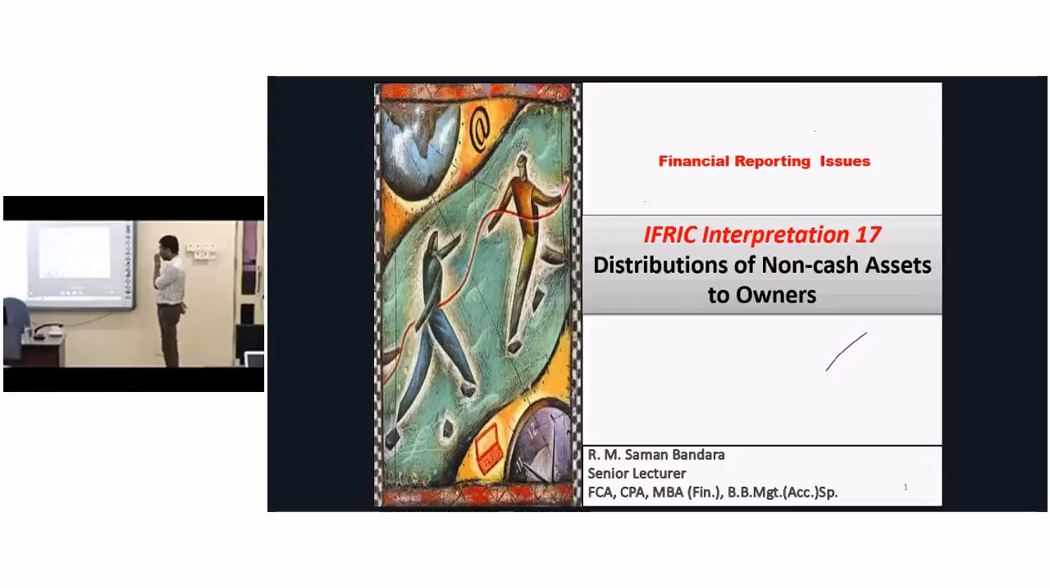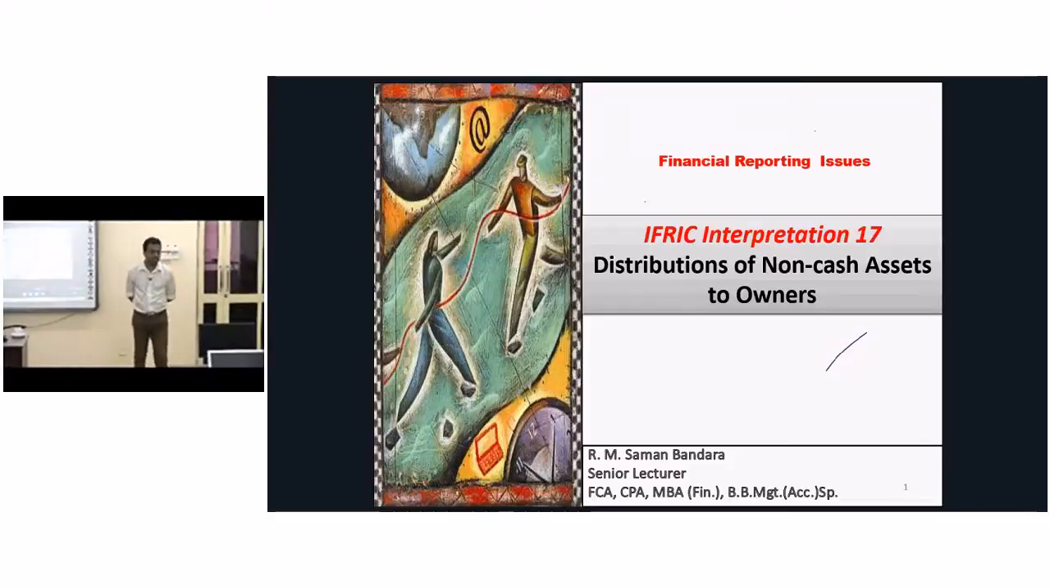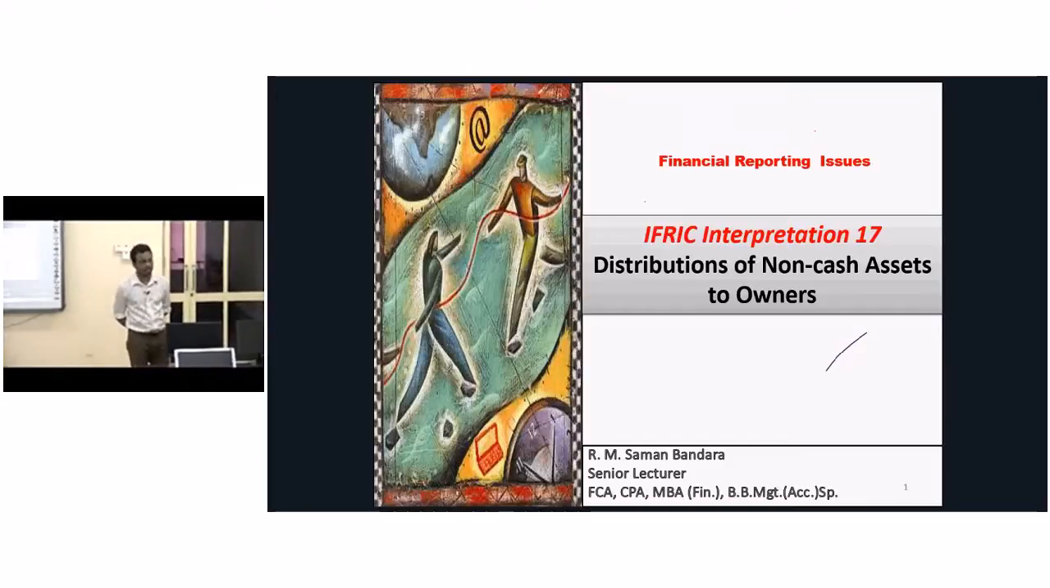From the name itself, you can understand what we are trying to discuss. Distribution of non-cash asset to owners. Very simply, if any company pays dividends other than in the form of cash, how to account? Already we have learned how to account for dividends. Last semester also we discussed.